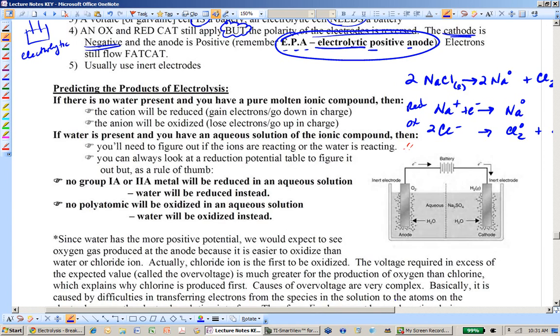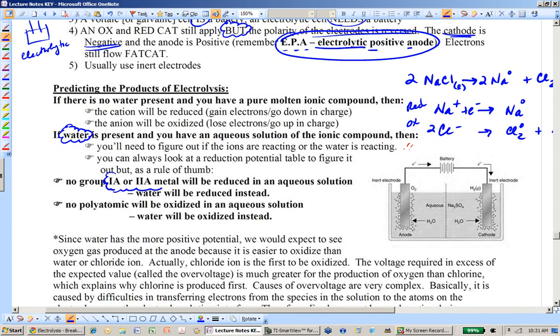But if water's present, that's when it gets a little more complicated, because water competes in this process for oxidation and reduction. So you're going to have to figure out if the ions are reacting or if the water is reacting, but this again is super easy.